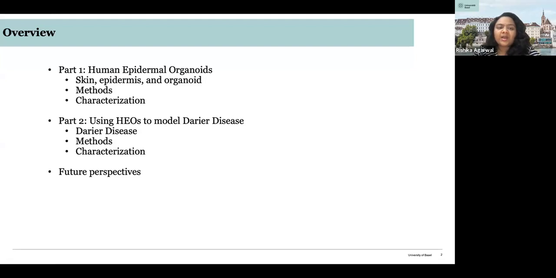So my presentation will cover what the human skin is, what the epidermis is, what organoids are, the methods that I used to develop these organoids, and then how I characterize them. And then in the second part, we'll move to how I'm using the organoids to model Darier's disease.